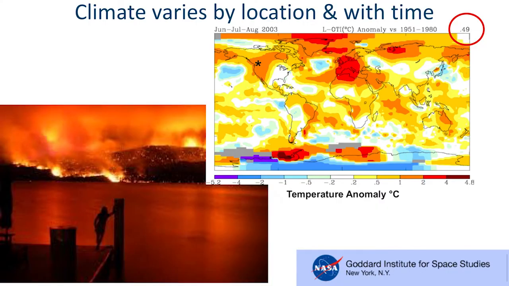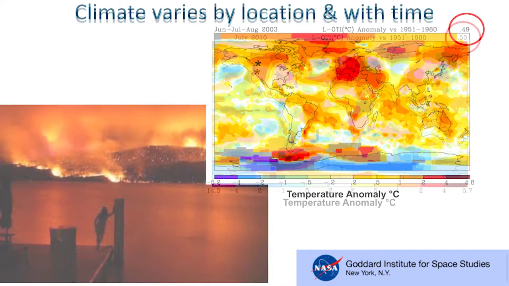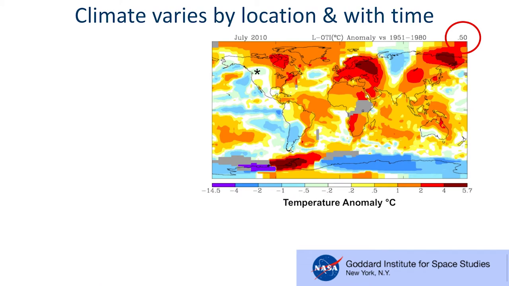But if you notice, there are some places on the map that are colder than normal. Japan, for example. Not a lot of places colder than normal, but there are some. And we'll see that as we go forward to a couple more examples. So now we'll move forward to July 2010. And again, looking at that asterisk in BC, now we're in a colder than normal July.